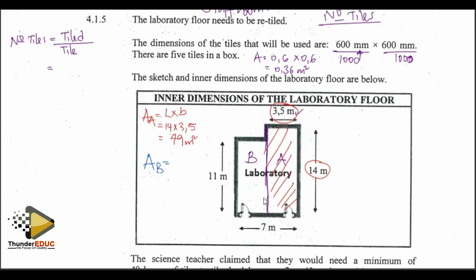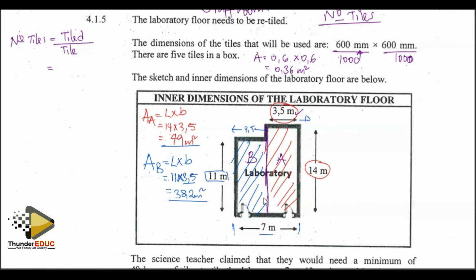Area of B still is L times B, let's take the normal length. The length will be 11, this 11 that you see here, times 3,5. Where do I get the 3,5? Because from here up to there it's 7. Half of it is 3,5, which is on A. That means whatever is remaining from here up to there is also 3,5. So multiply, you end up having the answer 38,2 meters squared.